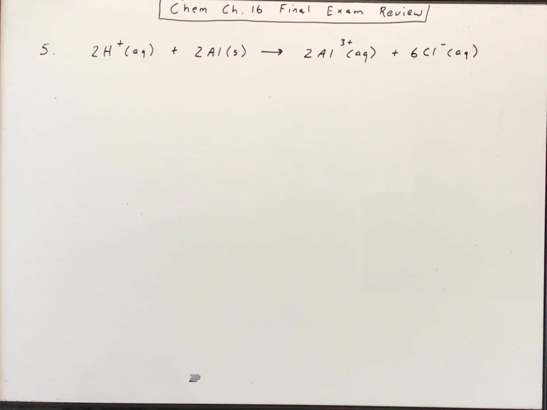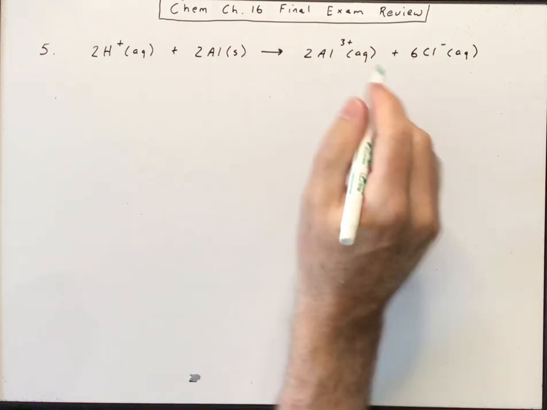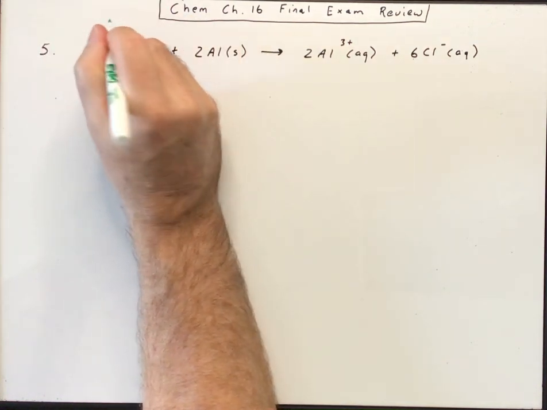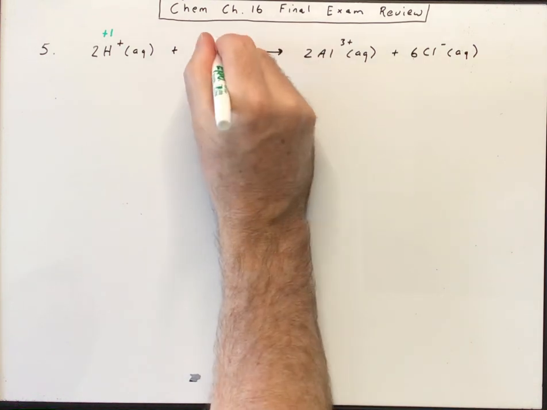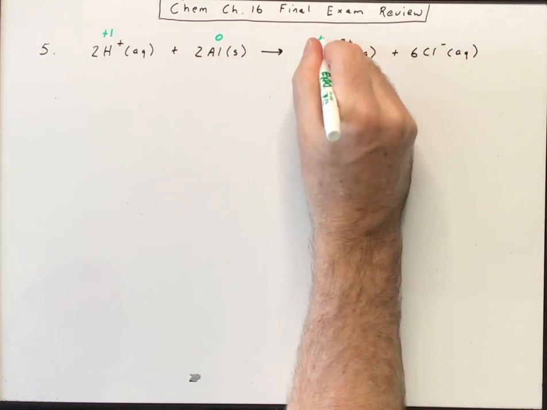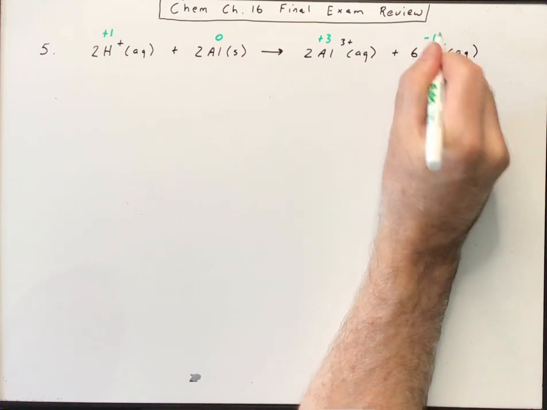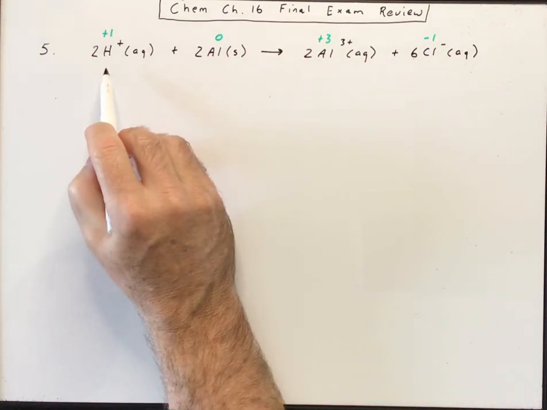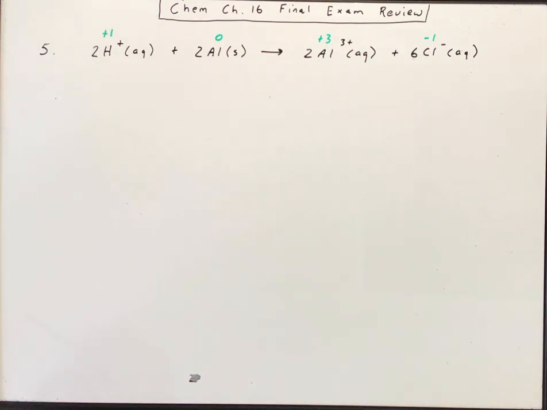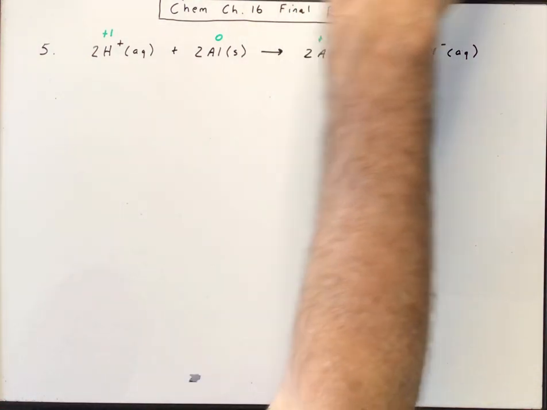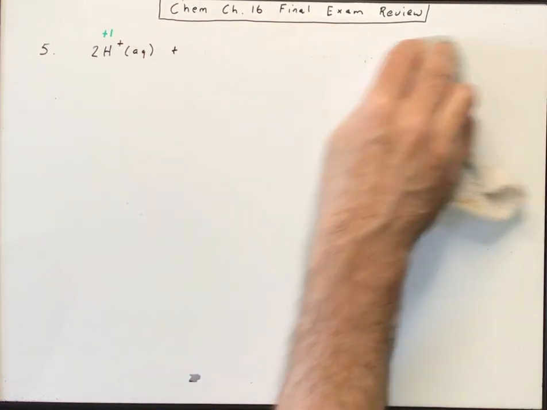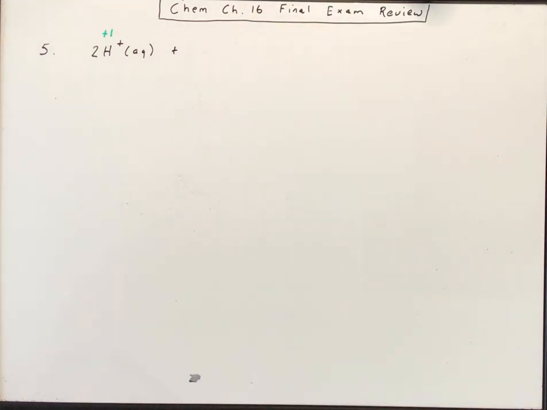All right, I'm going to go left to right and put the oxidation numbers, figure out what's oxidized and what's reduced. So hydrogen ion would be the charge, plus 1. Aluminum by itself is going to be 0. Then plus 3, minus 1 for chlorine. So hydrogen goes from plus 1. Oh, I accidentally mixed. I'm so sorry. This is not number 6. I got number 5 and number 6 mixed up there.